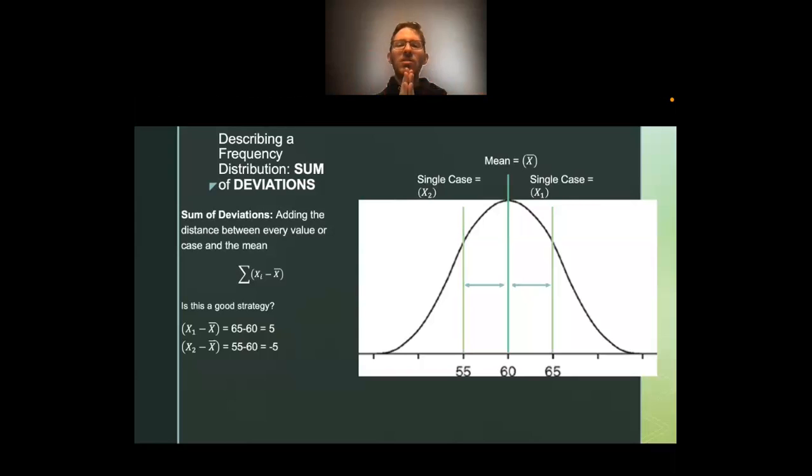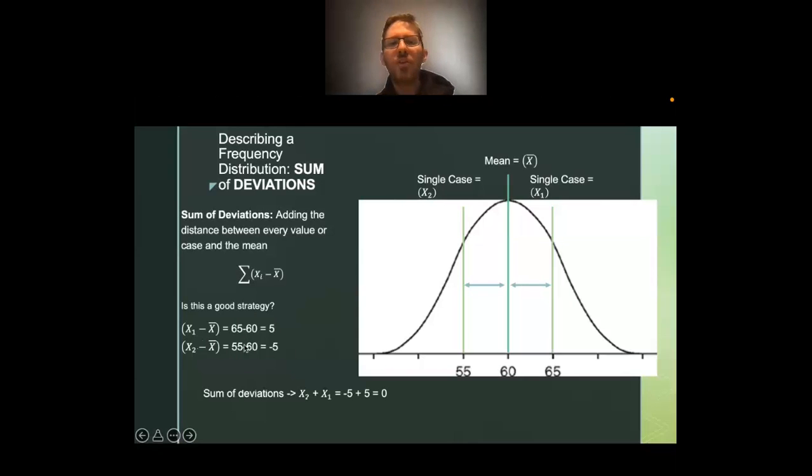Because it's the absolute value in the middle, when you do this, it's going to equal 0. So we have an example here of a case on the right and a case on the left that are exactly symmetrical to the mean. And when you take this, I have the little equations on the side, x1 minus x bar and x2 minus x bar, and you add them together, you get 0.